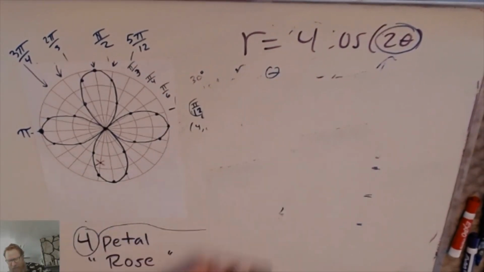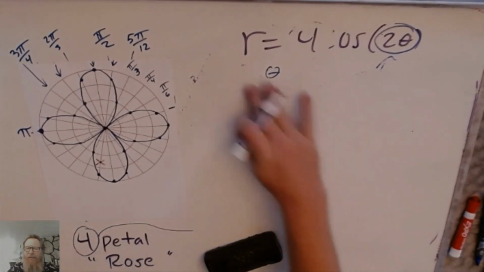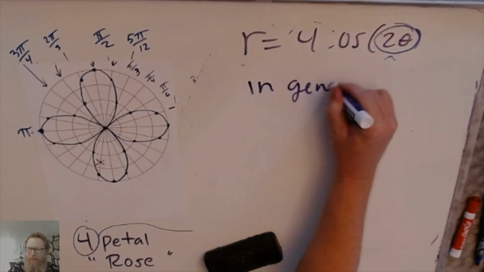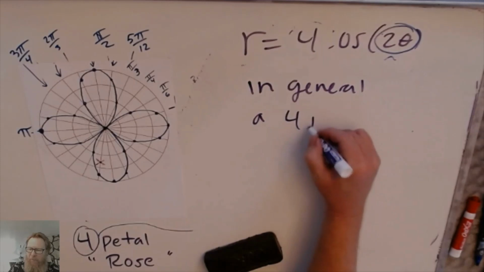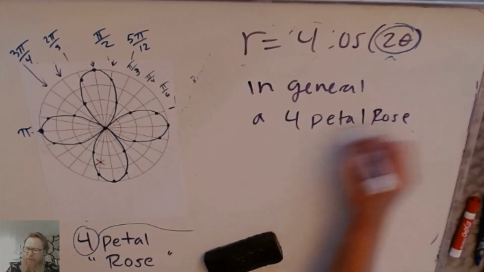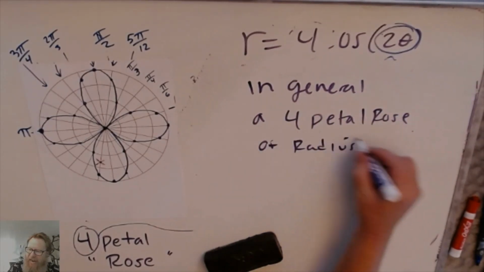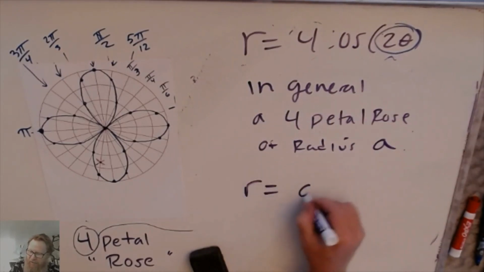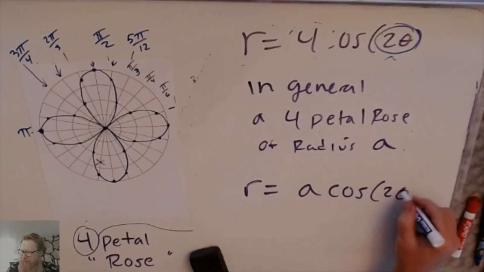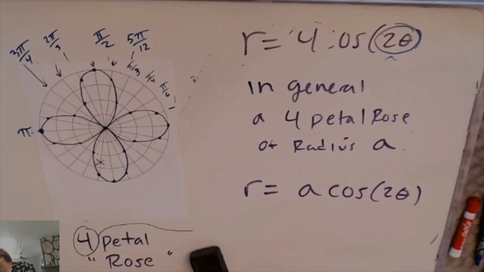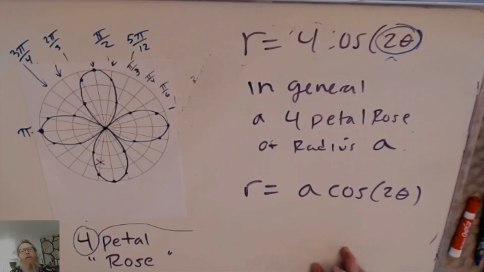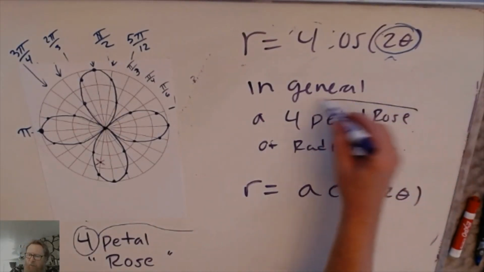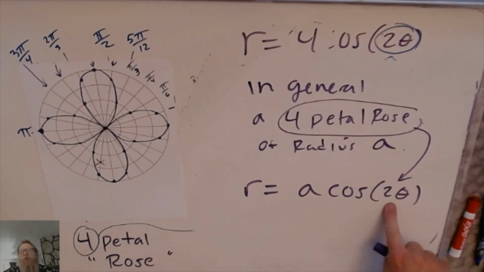And so in general, a 4-petal rose of radius A is R equals A cosine 2 theta. Okay. So what makes it a 4-petal rose is that it has a 2 theta. So 2 times 2 is 4.